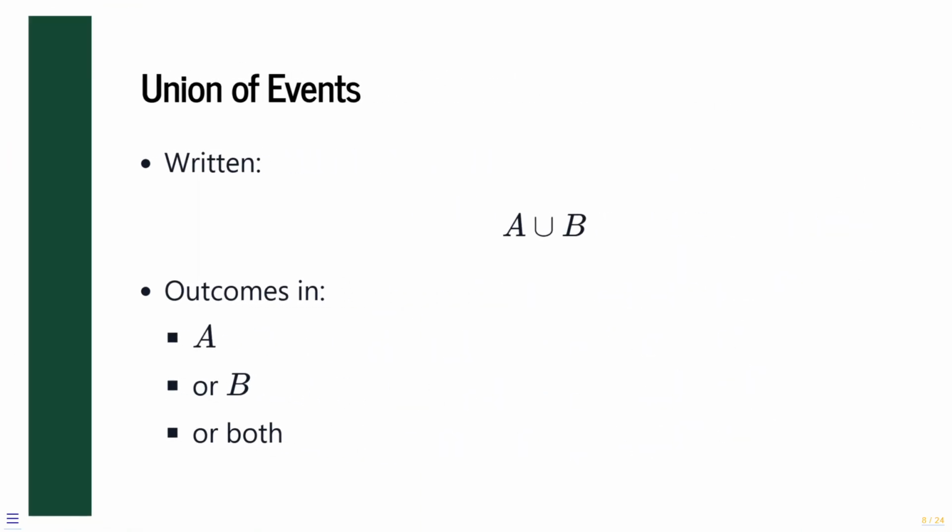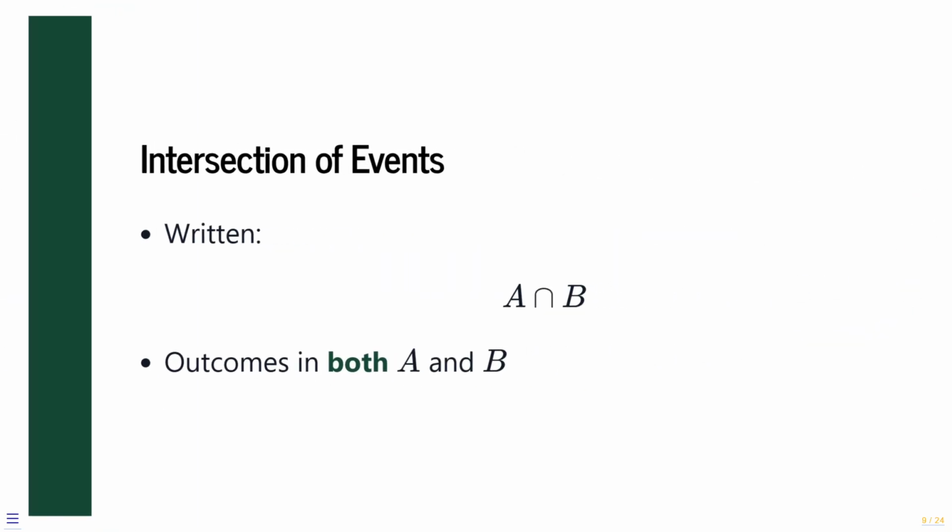Next, we move to combining events using unions and intersections. When we talk about the union of 2 events, we mean outcomes that are in A or in B or in both. In contrast, the intersection of 2 events contains only those outcomes that are in both events simultaneously. Understanding the difference between "or" and "and" is critical in probability because these lead to very different calculations.